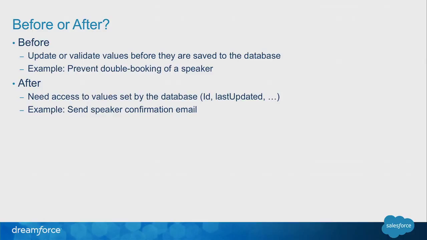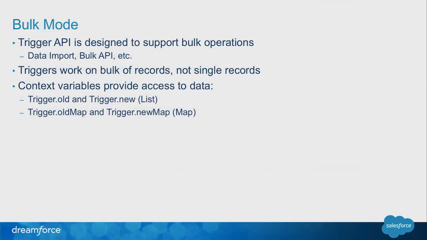So as I was saying, you want to make sure that you bulkify all of your code. The Trigger API is built to do bulk operations. It passes in records in a result set of 200 records at a time, again because it's multi-tenant and they want to make sure everything is as efficient as possible. So triggers work on bulks of records, not just single records.